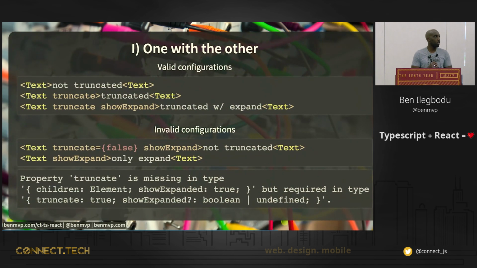So let's jump into some advanced patterns that you may see yourself dealing with. The first one is when a prop depends on another one, okay? So let's say we have this component here. It's called the text component. And it has a property called truncate, right?